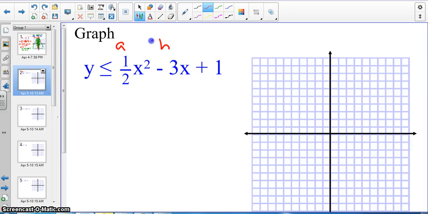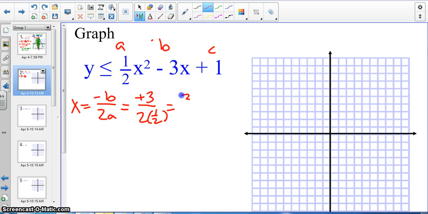So a, b, and c. I'm going to use that x equals negative b over 2a to find the x of my vertex. So negative times negative 3 would be positive 3, all over 2 times 1/2, which is 3 over 1. So x equals 3. So the x of my vertex is 3.